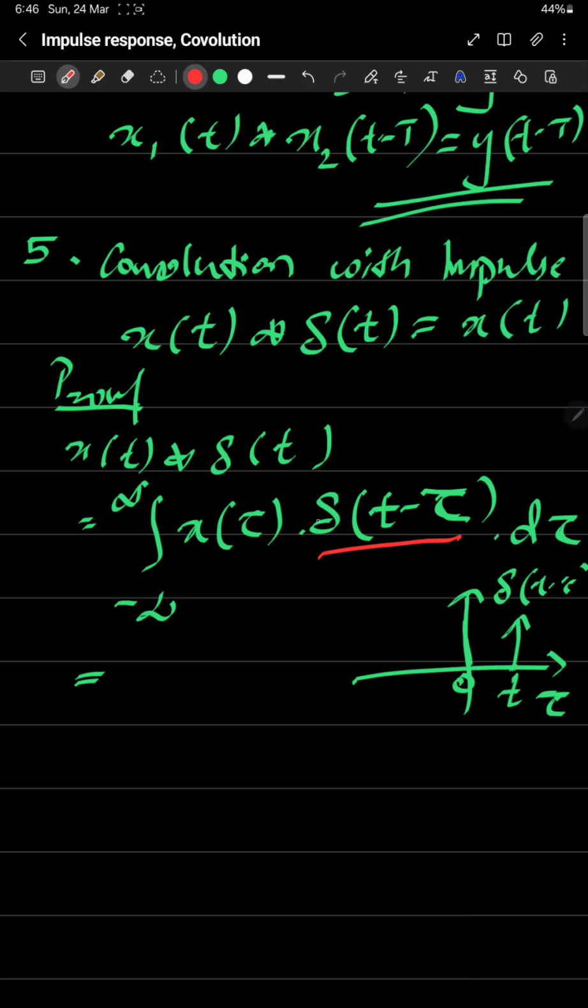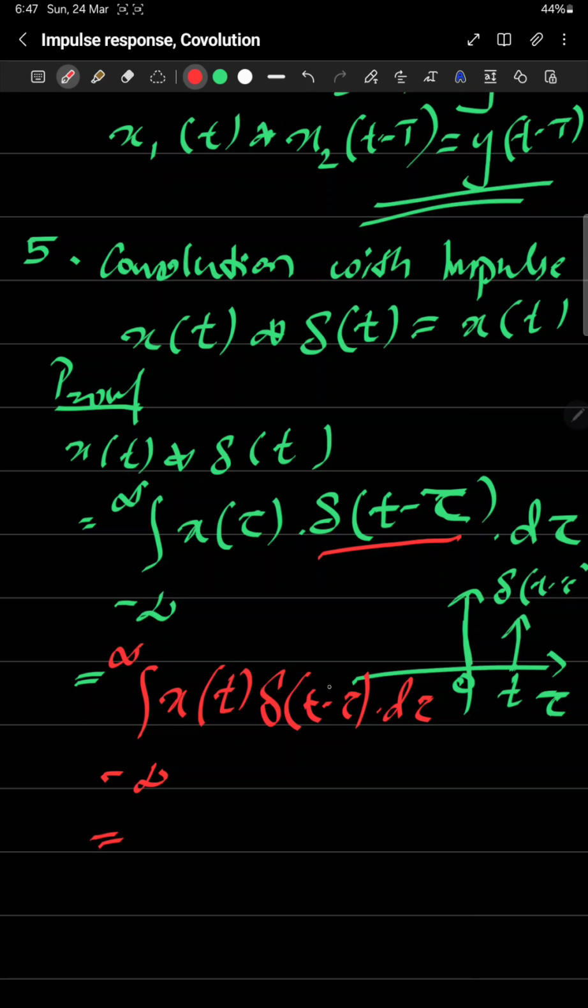Now come back to this. Let's focus on this integration, from minus infinity to plus infinity. x of t is enough because it's defined only at t, times del of t minus tau d tau. If you look at this expression, x of t will be a constant value, so you can take it outside. Then the integral from minus infinity to infinity of del of t minus tau.